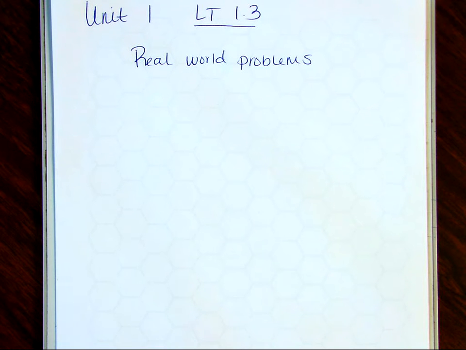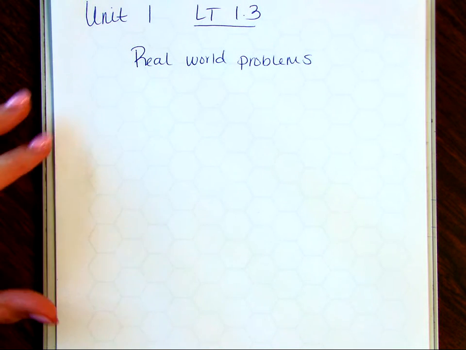Okay, so learning target 3 in Unit 1 has to do with taking all that good stuff that we just went over with the real numbers and now applying that to some real world problems. Real world obviously meaning, hey, I'm going to see this in my life at some point in time, okay?